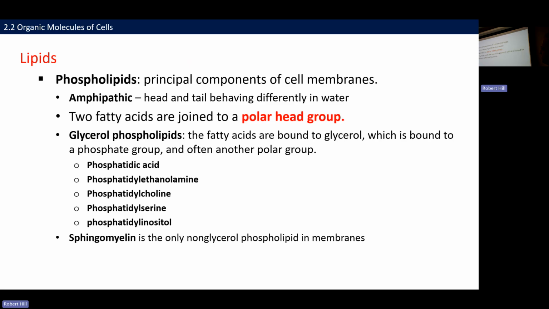All right, now in GenBio, you probably didn't talk about all the different phospholipids that make up cell membranes. It's not just one. It's a family of them, and lipid biologists study these in extreme detail.